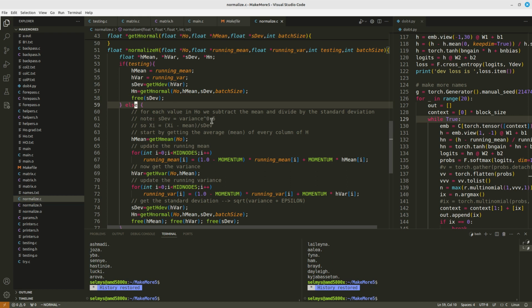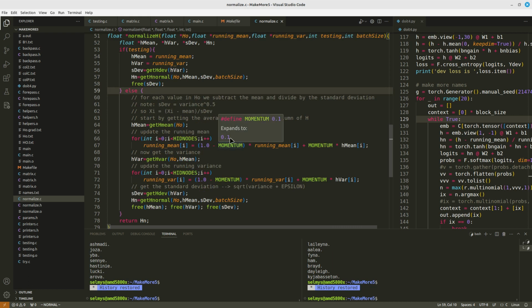And we say for each value in H0, that's the hidden layer, the first linear layer, I guess, we subtract the mean and divide by the standard deviation. And note, standard deviation is the square root of the variance. So xi minus mean over standard deviation.